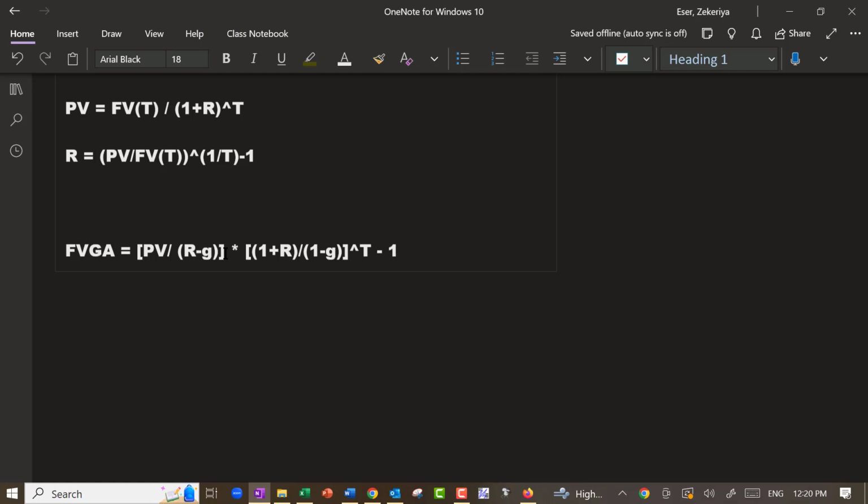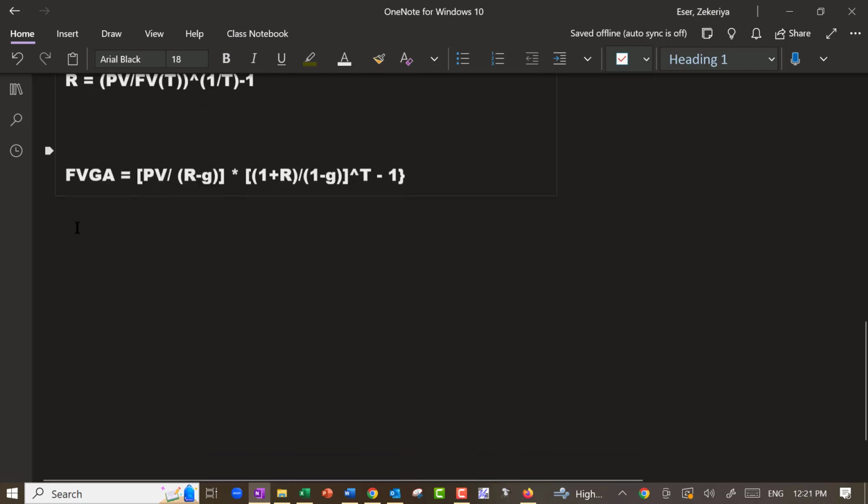This assumes the growth rate is actually less than the interest rate, because otherwise the infinite series that we simplify to PV divided by R minus G is not convergent. This doesn't even work. But I could be saving 10% more every year, even though I'm earning 8% on interest. Since I'm doing it a finite number of times, that calculation has a valid value.